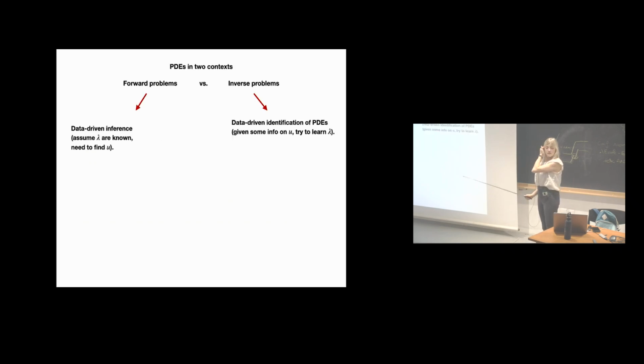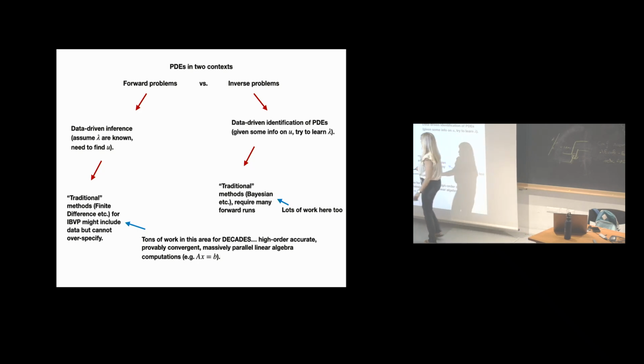So if we look at PDEs in two contexts, we solve them in terms of forward problems versus inverse problems. For forward problems, this is data-driven inference, so you assume that the parameters of the PDE are known, but you need to find, say, the displacement, versus an inverse problem where you might have some information on the displacement, but you try to learn the rest of it, and you try to learn the coefficient of the problem. So for example, inferring wave speeds or something.